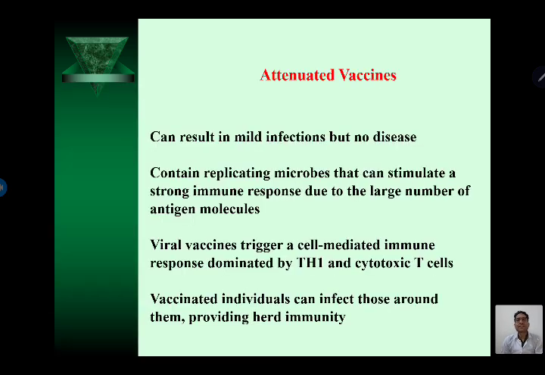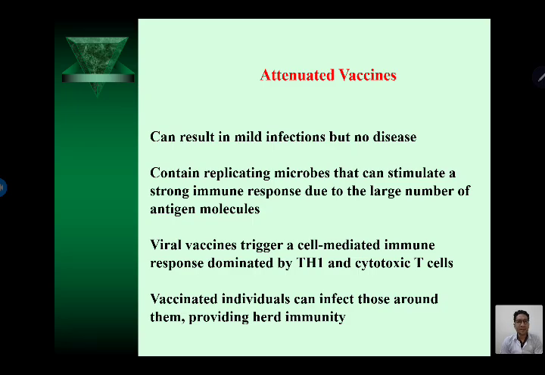Attenuated vaccines can result in a mild infection, but not disease. They only slightly activate the immune system without causing the disease. They contain replicating microbes, and because the microbes replicate, they can stimulate a strong immune response.